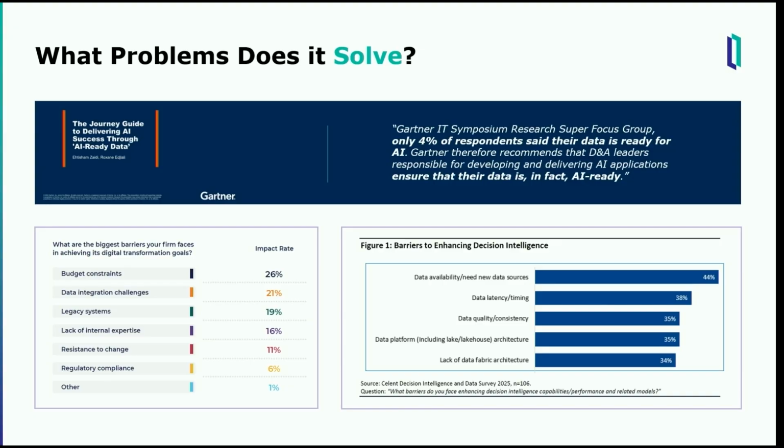What about digital transformation? With the exception of budget constraints, the top challenges and blockers around digital transformation are data integration challenges and having legacy siloed systems.